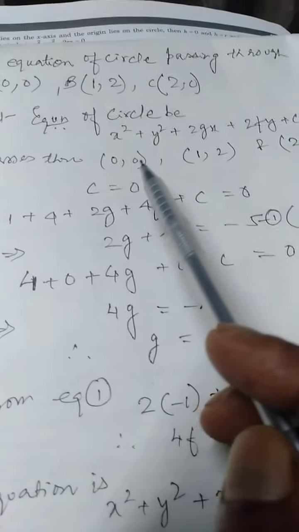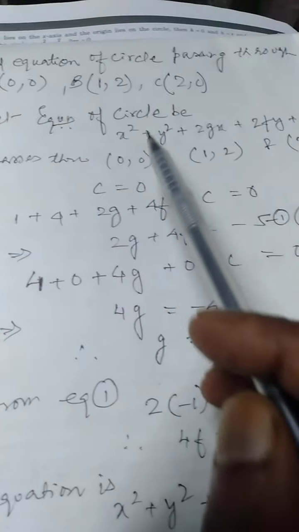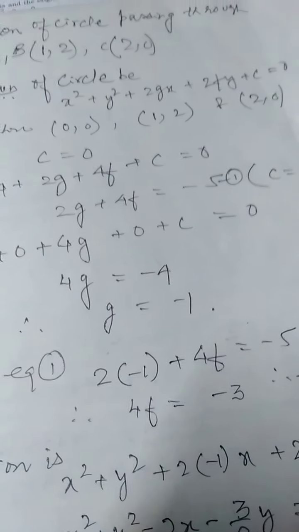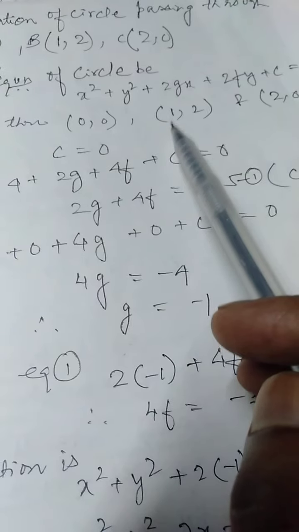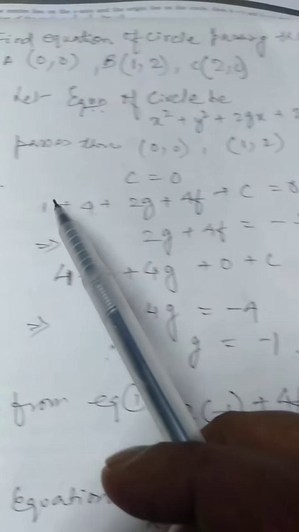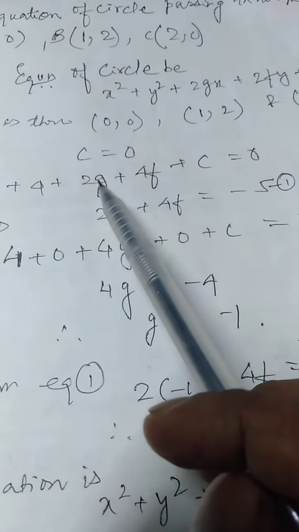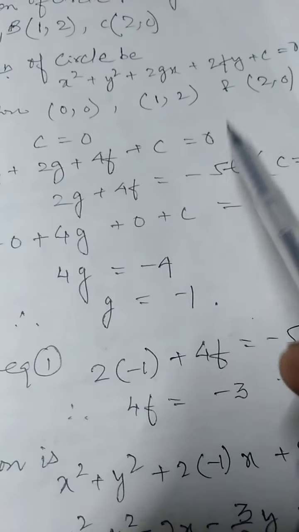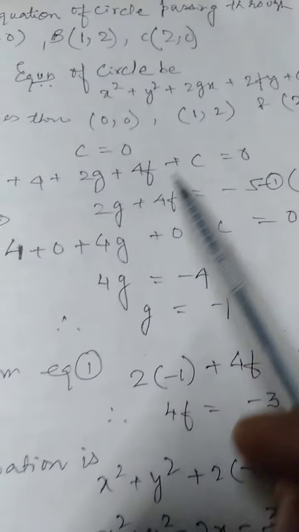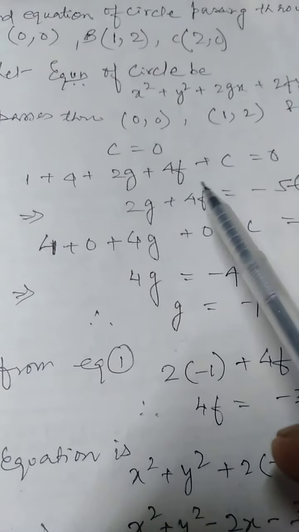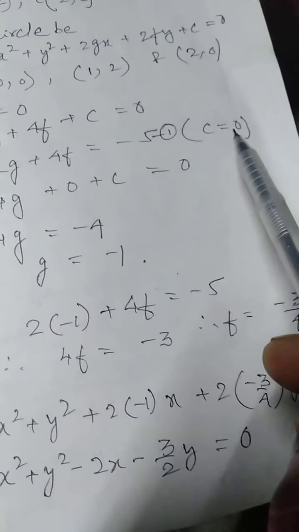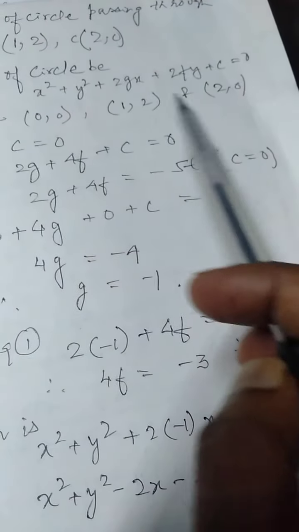So first of all, you do one thing, you put x 0, y 0. So what will you get? If you put x and y as 0, you will get c equal to 0. Again you put x equal to 1, y equal to 2. So you will get 1 square plus 2 square plus 2 into g into 1 plus 2 into f into 2 plus c. And we have already shown that c is 0. So if I put c as 0, 2g plus 4f, and 4 plus 1, 5, this will become minus 5. Equation number 1.